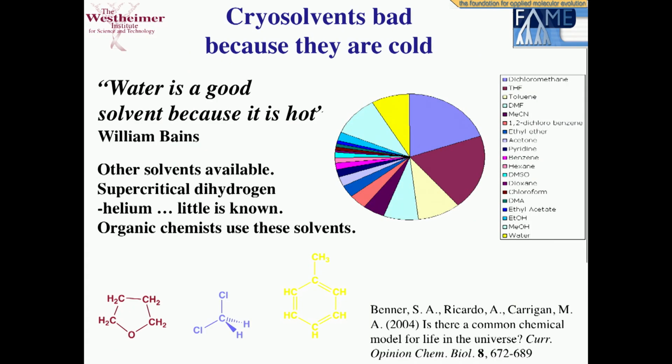Well, this reminded us of a remark that William Baines made, which you've already heard mentioned today: that water is a good solvent because it's hot. That's all there is to it. There's a whole bunch of other organic solvents that we use in organic chemistry. Dichloromethane would be a wonderful solvent. A lot of people work with it. That blue is the blue wedge in this pie chart, which shows you that lots and lots of organic chemists use dichloromethane as their solvent.